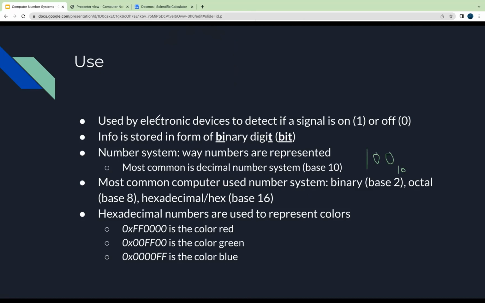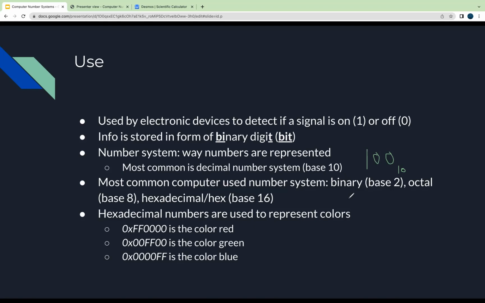Okay, so how do we use number systems? Why do we use them? They're generally used by electronic devices to detect if a signal is on. This is the case for binary systems. The most commonly used computer number systems are base 2, which is binary, octal, which is base 8, and hexadecimal, or hex, which is base 16.